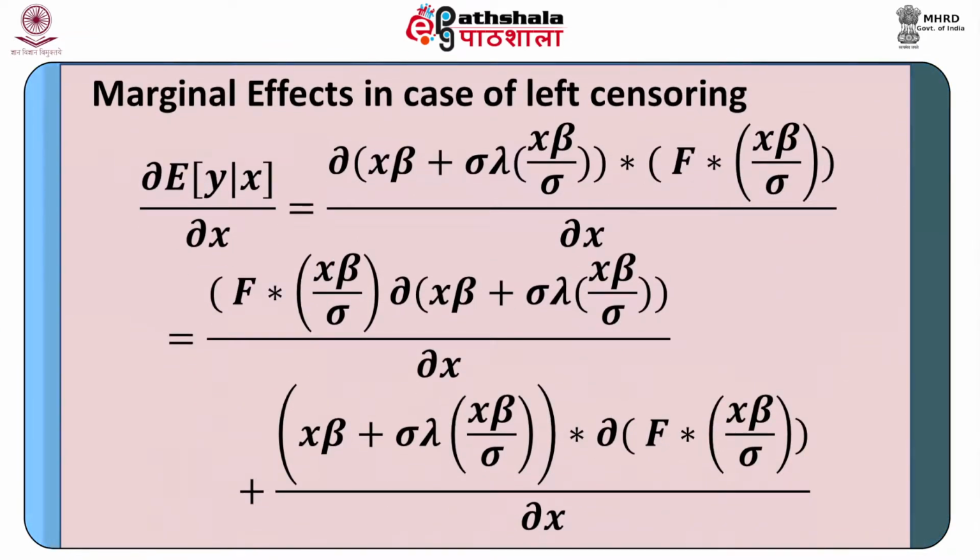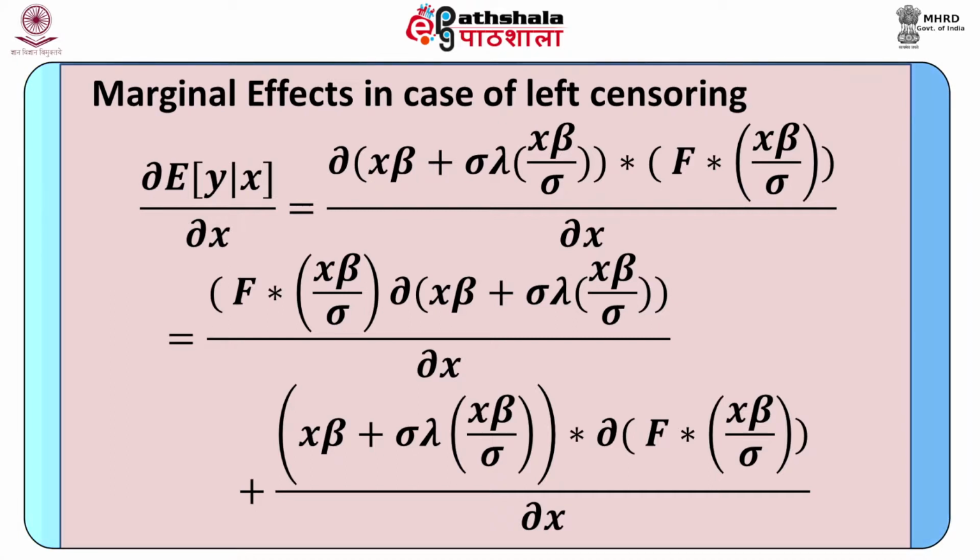Now marginal effects in case of left censoring could similarly be expressed as partial derivative of expected value of y given x with respect to x, equal to the partial derivative of x beta plus sigma lambda of x beta upon sigma, whole multiplied by a function capital F of x beta upon sigma, whole divided by partial derivative of x. So in a way we are taking partial derivatives both in the numerator and denominator.